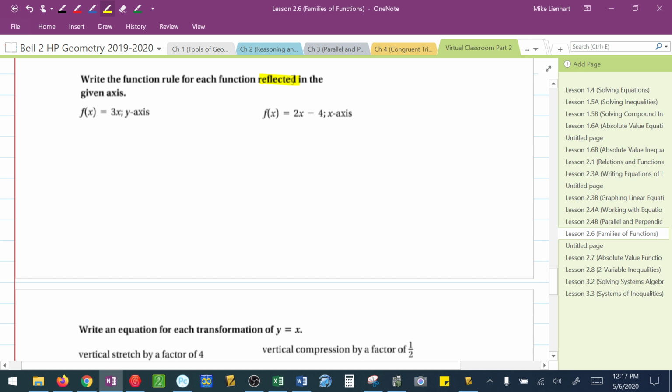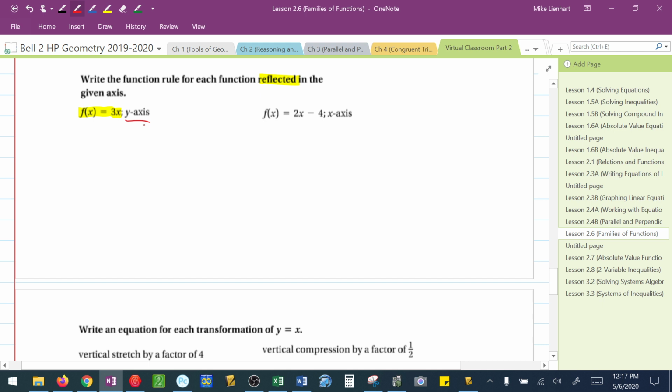If I'm reflecting, they're going to ask me to reflect over a y or an x axis. Eventually, we're going to get to reflecting over the line y equals x. All right. When we reflect over x, these again are my rules that I told you guys to copy down. When you reflect over x, a negative in front. When you reflect over y, a negative inside. All right. So this first one, they want us to take the parent. This is our parent. And they want us to reflect it over the y-axis.